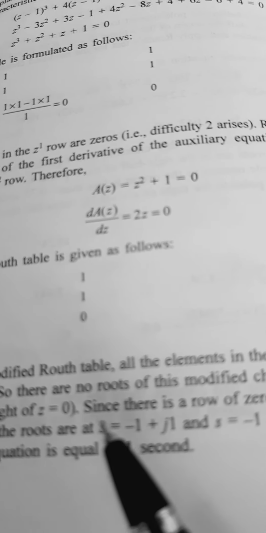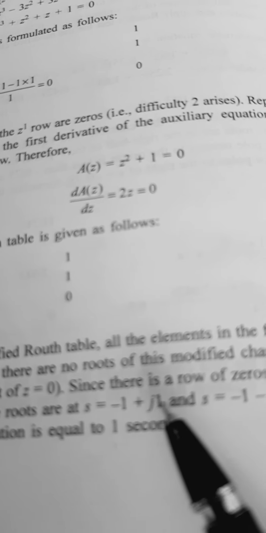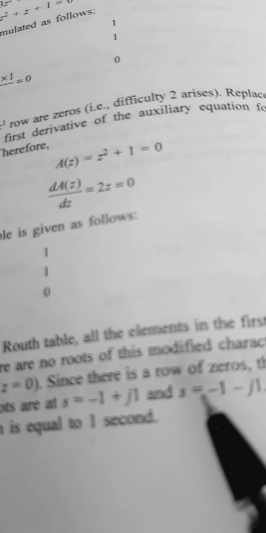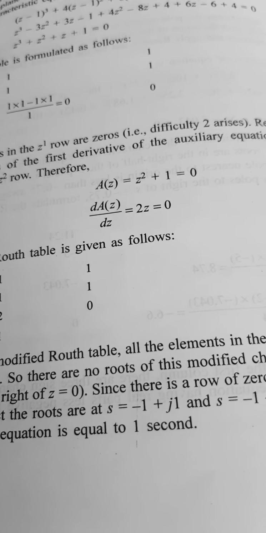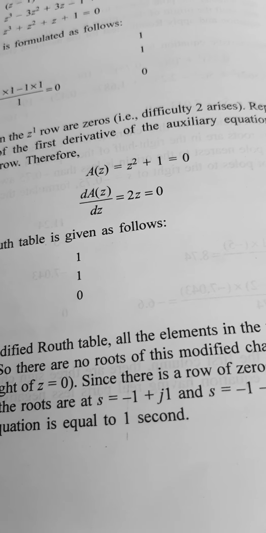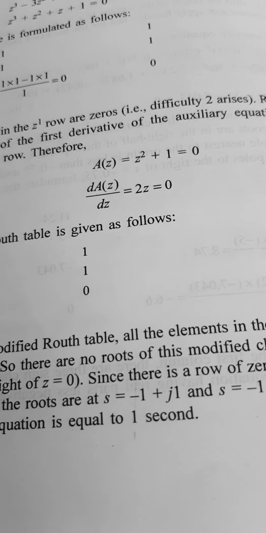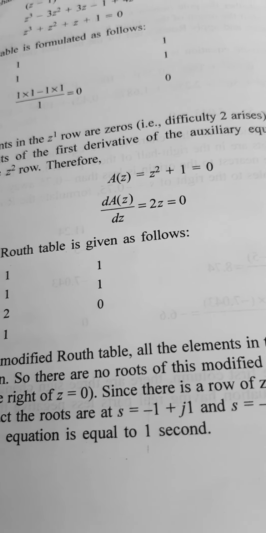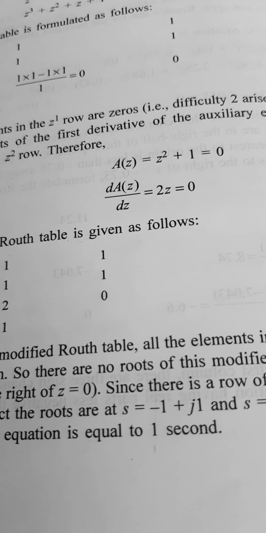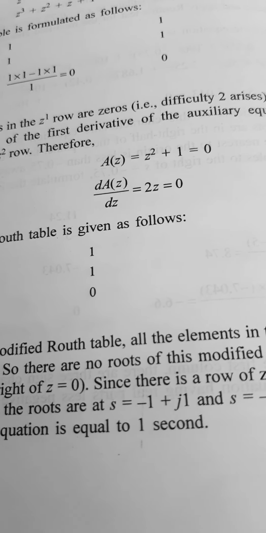Now, how did you get s equal to minus 1 plus j1 and s equal to minus 1 minus j1? All of that you have to recollect from the previous problems.